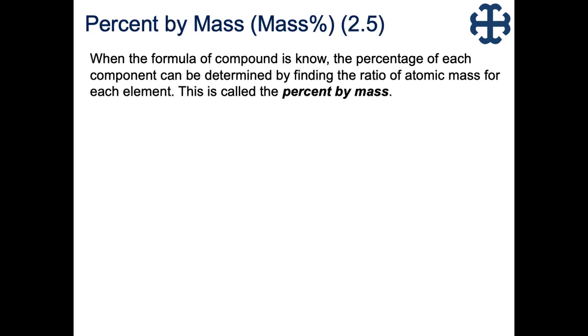Okay? So let's start with percent by mass. If we know the formula of a compound, the percentage of each component can be determined, and by component I mean each element, by finding the ratio of atomic masses for each element. This is what we call percent by mass. I'll also use this abbreviation, mass percent, throughout class.